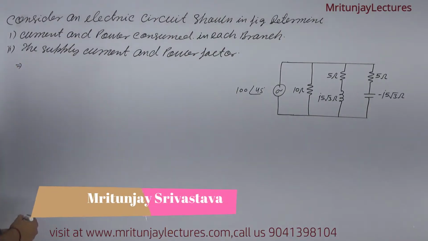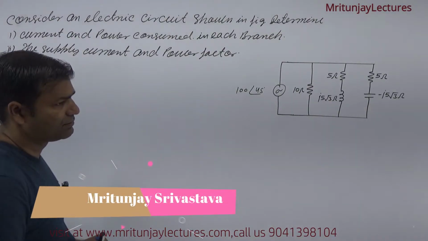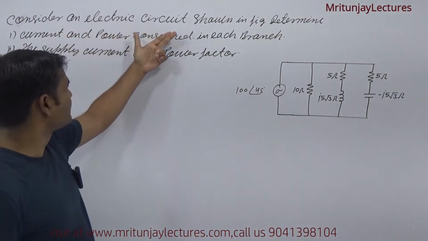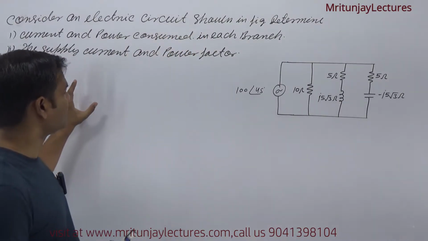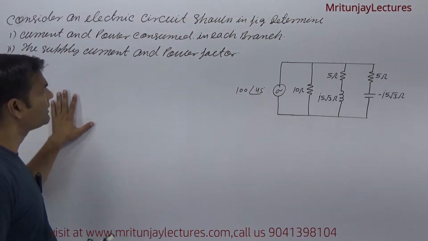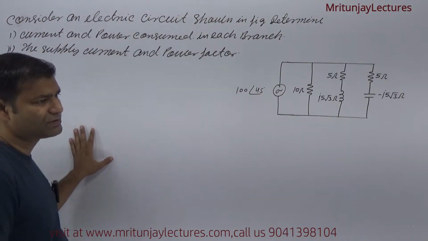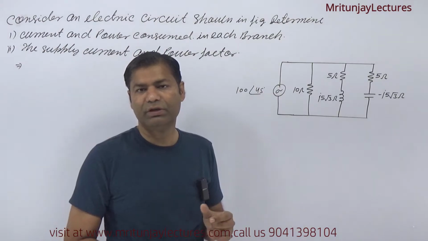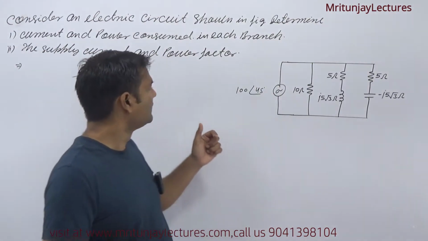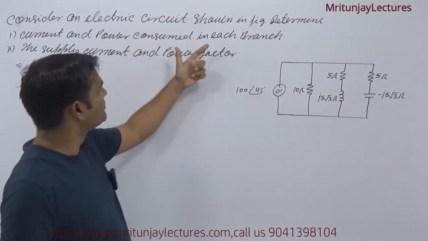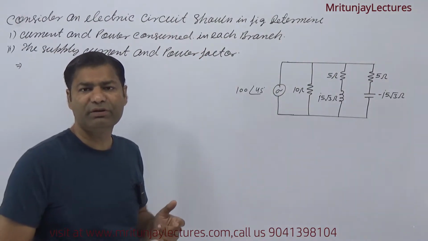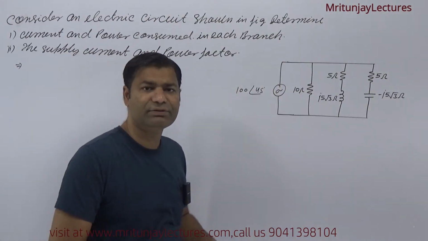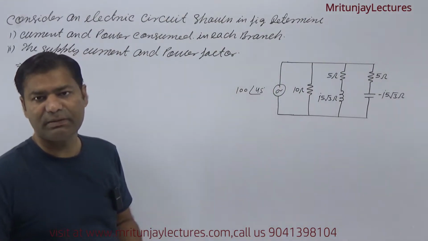Our motto is to determine, first of all, what the question asks. According to the question, consider the electric circuit in the figure. Our motto is to determine the current and power consumed in each branch. First, determine the current in each branch, and after that, the power consumed in each branch. And the last one is the supply current and supply power factor.